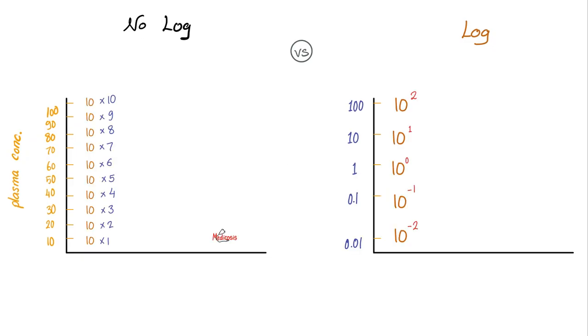Why is that, medicosis? Easy. 10 times 1 is 10. 10 times 2 is 20. 10 times 3, 30. 10 times 4, 40. All the way until reach 100. But here we're not talking 10 times 1. We're talking 10 power 1. Big difference. So we start here. 10 power 0 is 1. We put it here. 10 power 1 is 10. 10 power 2 is 100. 10 power negative 1 is 0.1. 10 power negative 2 is 0.01. This is why it looks different.